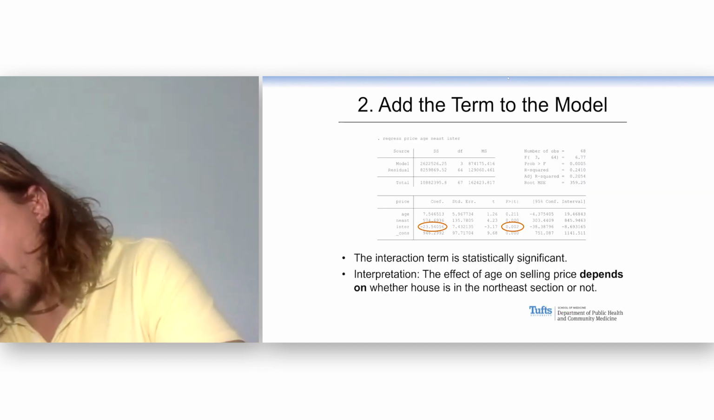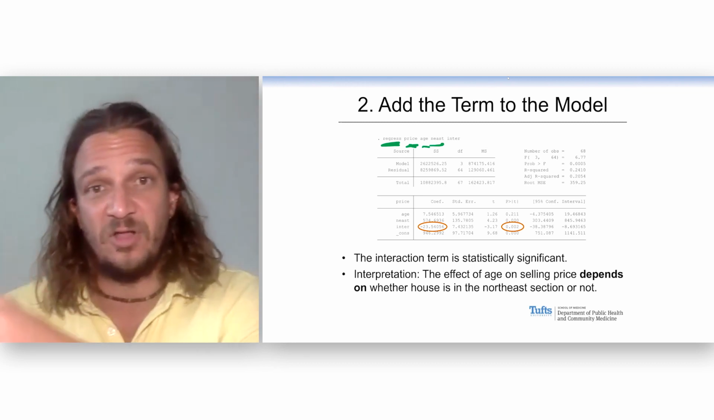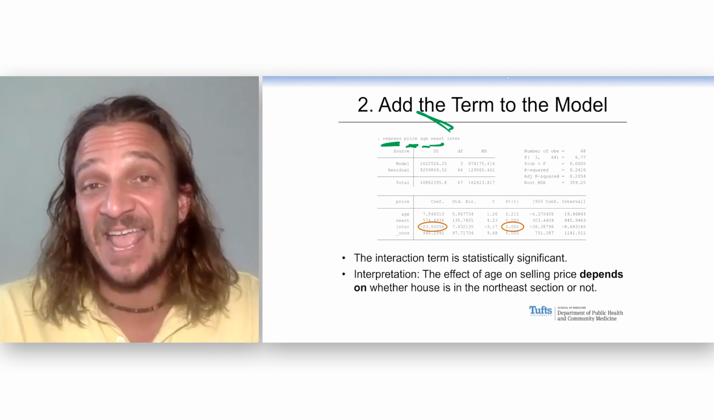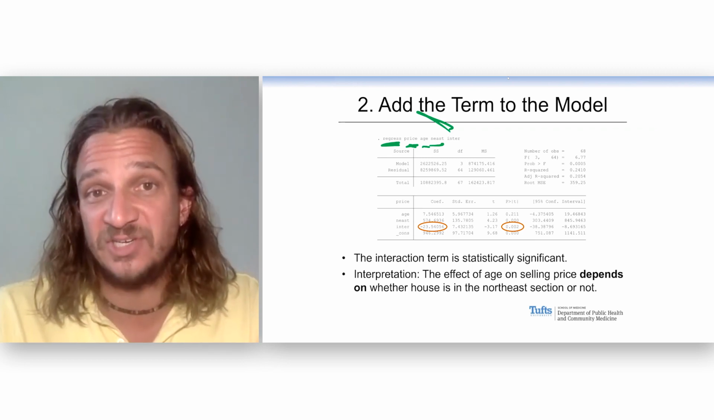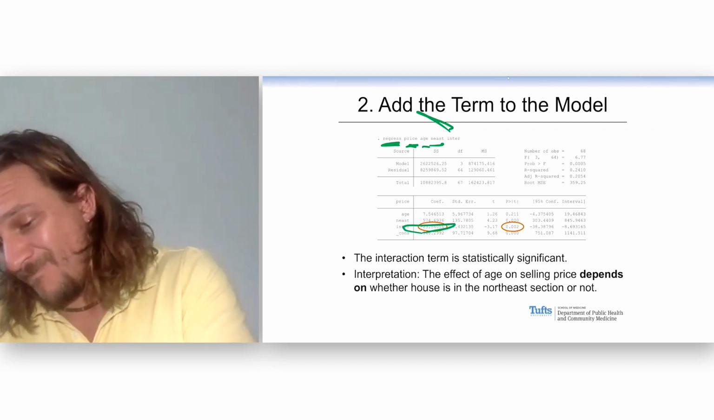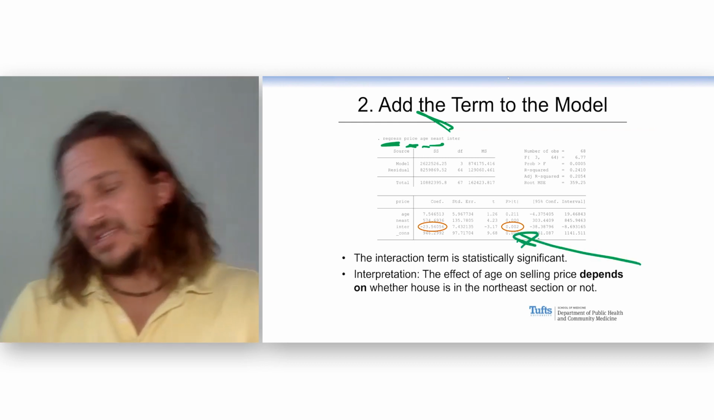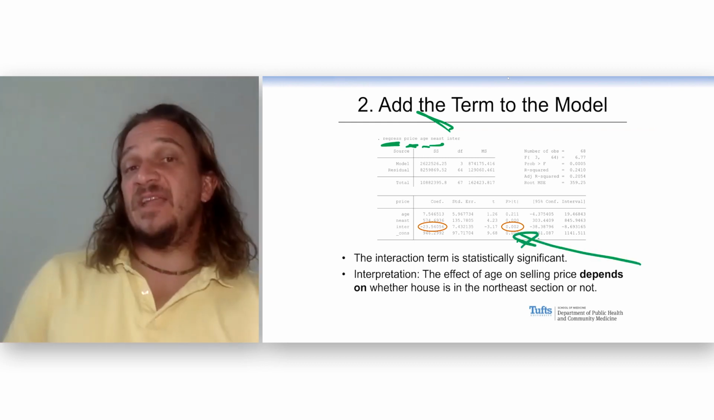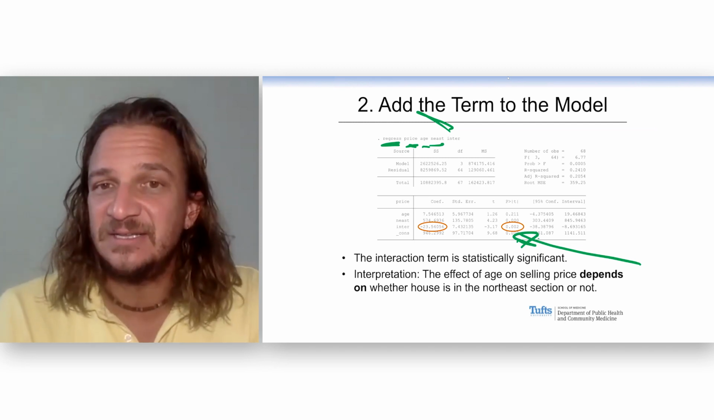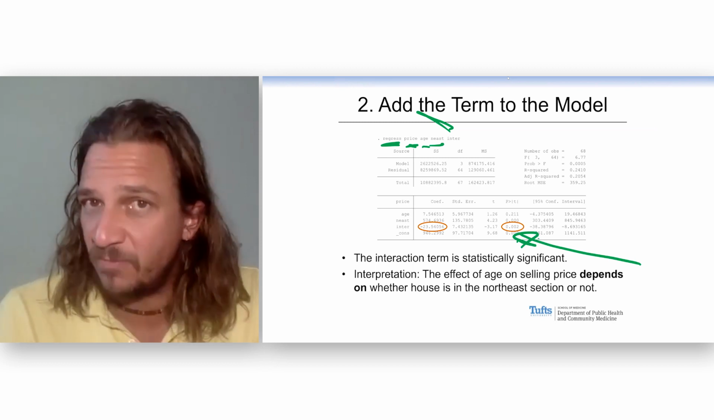So you say regress price. Here are those two parent terms, or the main effects as they're called, and then the interaction term. And then what you get is a new coefficient for the interaction term. In this case, it's negative 23. And what's interesting is that it's statistically significant. This tells you that the effect of age on price depends on where the house is. You look at the statistical significance of the interaction term.